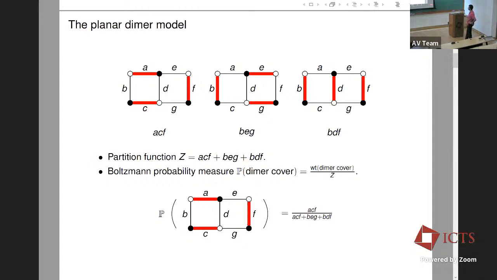So if you look at this graph over here, there are exactly 3 dimer covers, these 3 that are shown over here. Shown below them are the weights of the dimer covers, and the partition function is the sum of weights of these dimer covers. And the Boltzmann probability measure assigns to a dimer cover a probability which is proportional to its weight. So once you normalize by this partition function Z, the probabilities are going to add up to 1. So for example, this dimer cover over here has weight A times C times F, so its probability is going to be A times C times F divided by Z, where Z is this quantity.